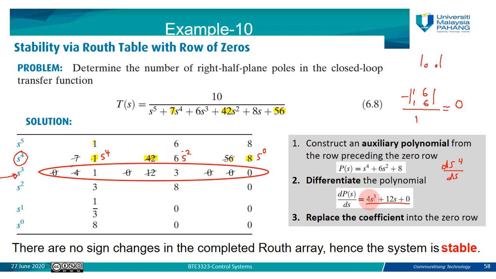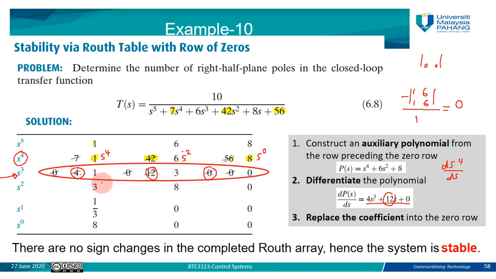I will take the coefficient 4 and put it here for s cubed. Now we are talking about s cubed, correct? So the coefficient of s cubed here will be 4. What is the coefficient of s to the power of 1? It will be 12. So I take this 12 and put it here. Then I take this 0 and put it here.